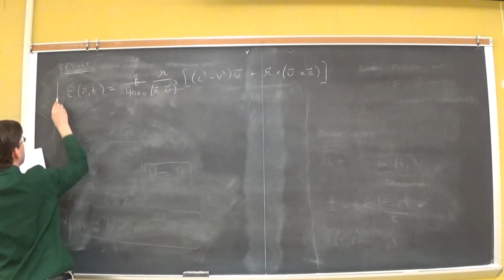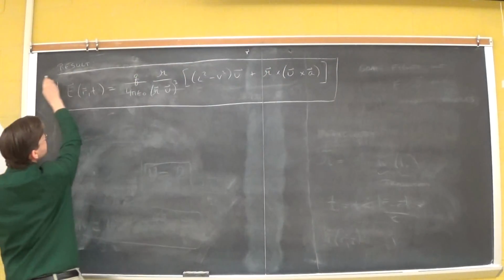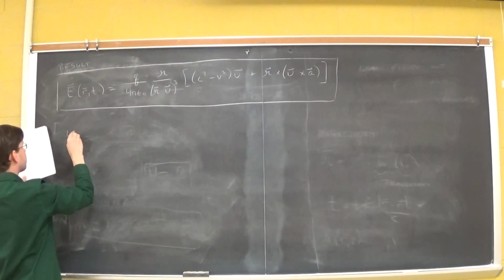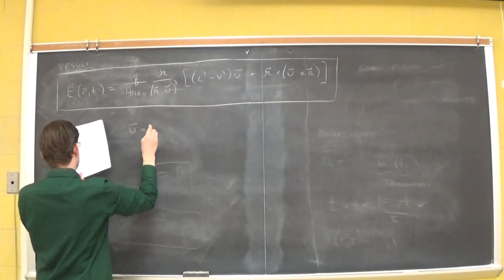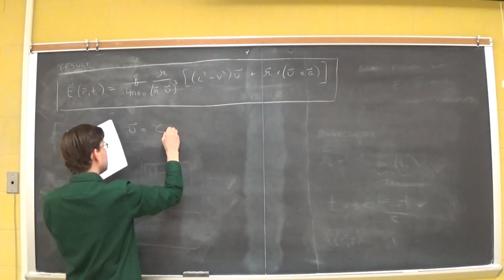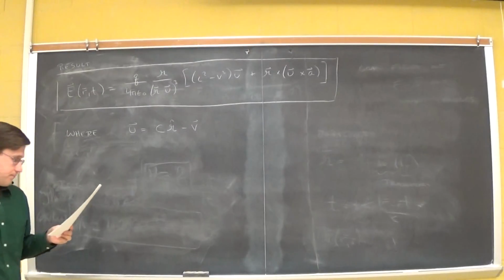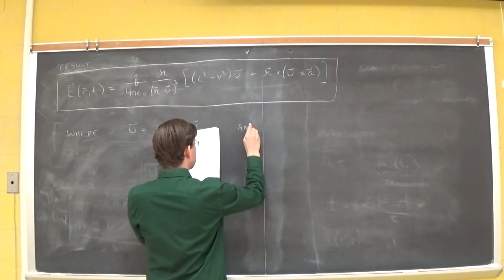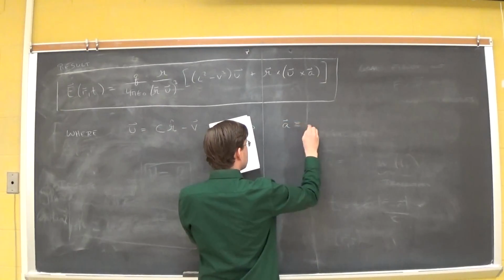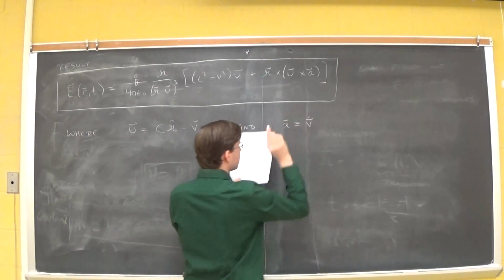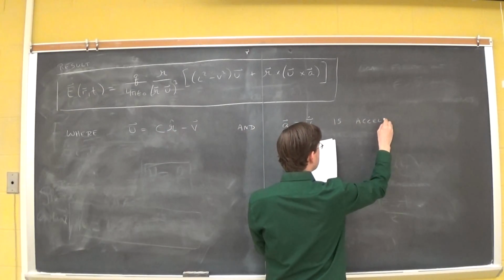Okay, so that's our total electric field. I've introduced a couple of new symbols here. In this expression, we have that u is equal to the speed of light c times curly R hat minus the velocity v. And the vector a is our acceleration, defined as v dot, the time derivative of the velocity.